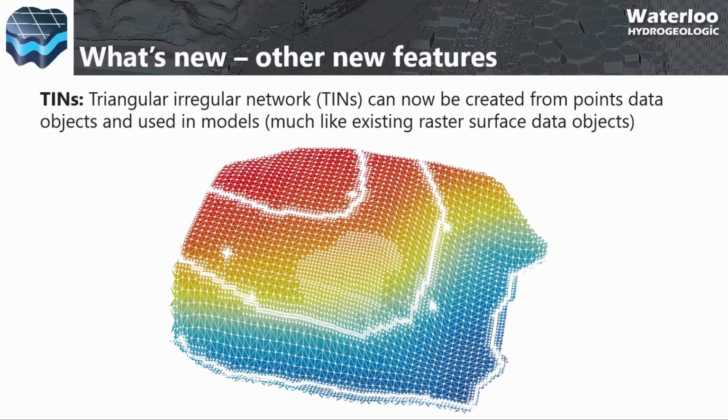Of course, we've added other features in Flex version 11. Flex now supports triangular irregular networks, or TINs. These can be imported into the model by importing points data objects or interpolated from point data objects that you already have in the model. TINs can be used for the same things that existing surface data objects are used for, such as defining model layers or parameterizing model elements in the expression builder. Additionally, TINs are now used on the back end to represent model horizons instead of surfaces, as TINs are a more precise method of representing these model elements.